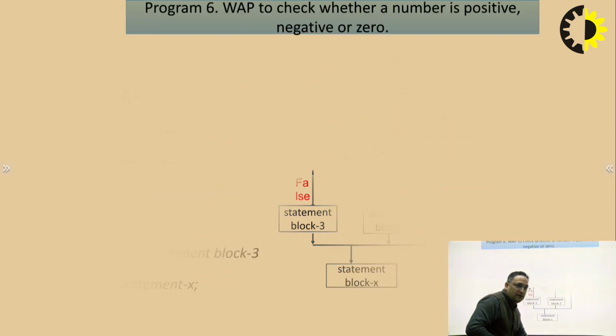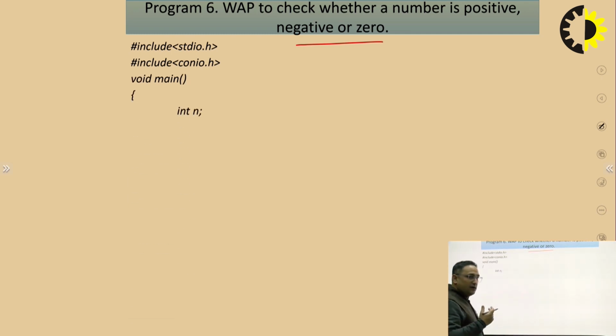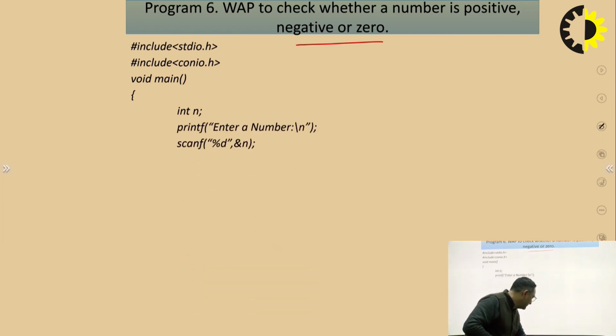Now let's move to a program. You might not be able to see that in the window, but the program is to check whether a number is positive, negative, or 0. Whether a number is positive, negative, or 0, this is the program. And now let's see how the if else if statement helps us write these sorts of programs.